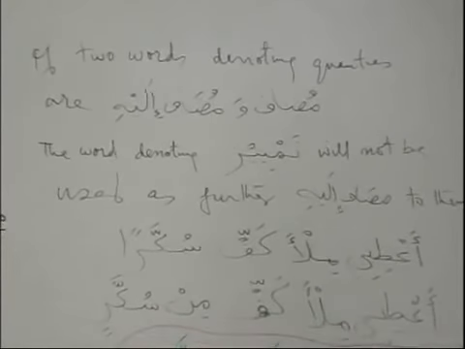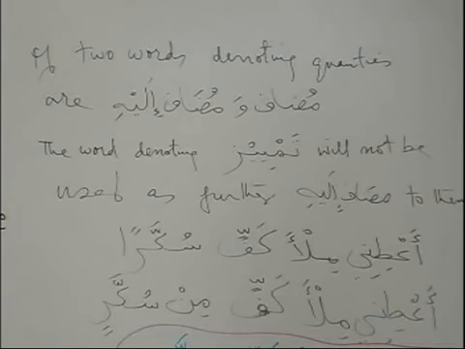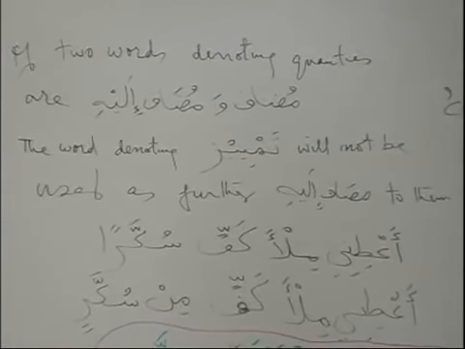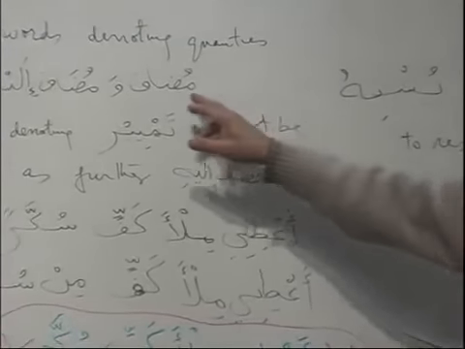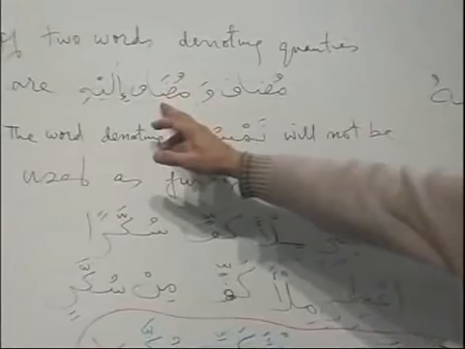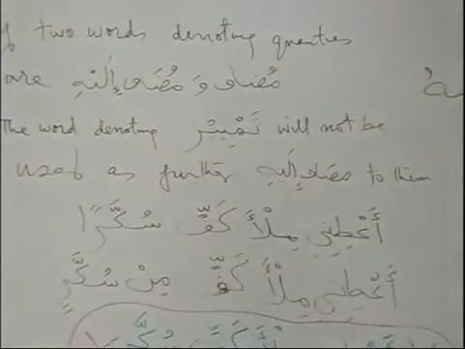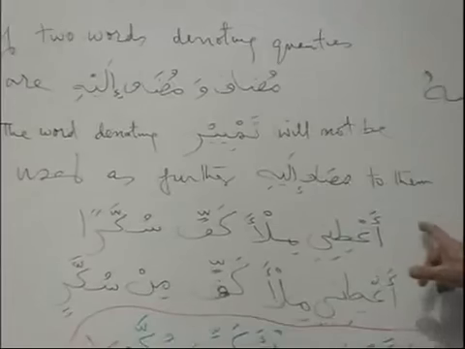you cannot make that last word again mudaf and then another mudaf ilayhi. So if you want to bring tamiz, you cannot make tamiz mudaf ilayhi again. It is best explained with the example. If two words denoting quantities are mudaf, mudaf ilayhi, the word denoting tamiz will not be used as a further mudaf ilayhi. Okay, see, mudaf, mudaf ilayhi, you can make mudaf ilayhi again mudaf, and the tamiz mudaf ilayhi. You can't do that.